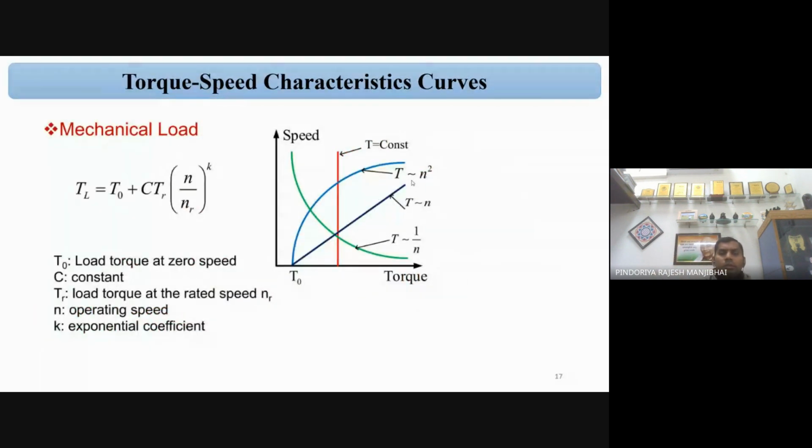This slide is again about the mechanical load torque. We already discussed this slide. This is your most important torque equation, and there is a relation between the load torque and the initial torque, as well as your rated speed. The load torque is equal to the initial torque plus C, which is a constant that depends on your motor material parameters, plus TR, the rated torque, times N upon NR to the power K, and K is your exponential coefficient.